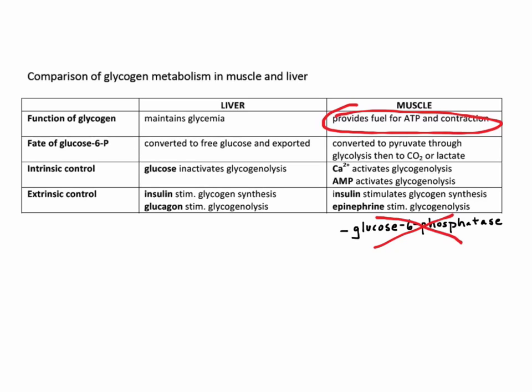Glycogen metabolism is similar in muscle and liver, but there are some important differences. First, hormone regulation is through epinephrine instead of glucagon. Glucagon is a signal that blood glucose is low and needs to be increased. Epinephrine is a hormone released from the adrenal gland when energy is needed for a quick response. Epinephrine binds receptors on muscle cell and causes an increase in cyclic AMP, which activates glycogen breakdown. Now, insulin has a similar effect on liver and muscle. It activates glycogen synthesis in both tissues.